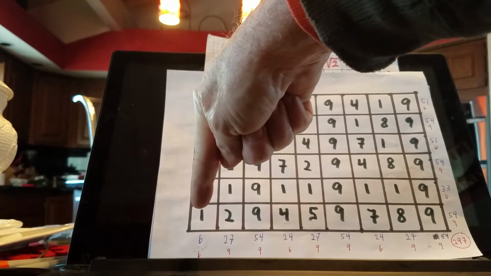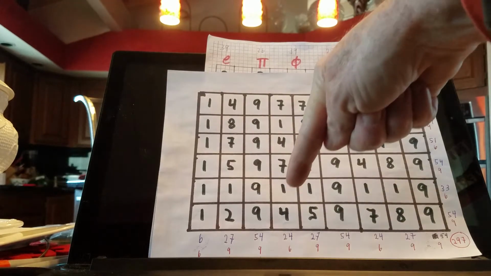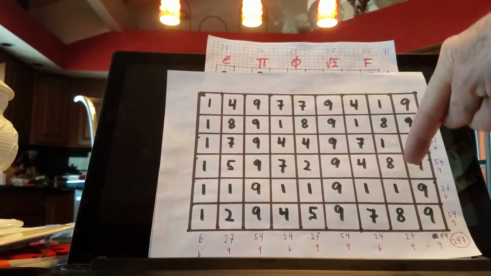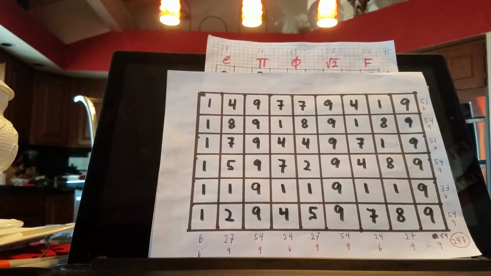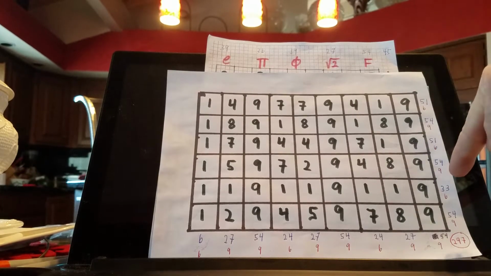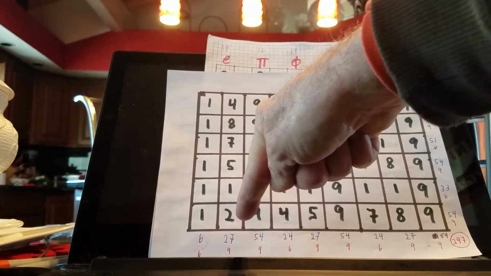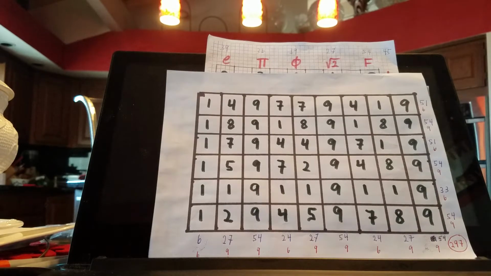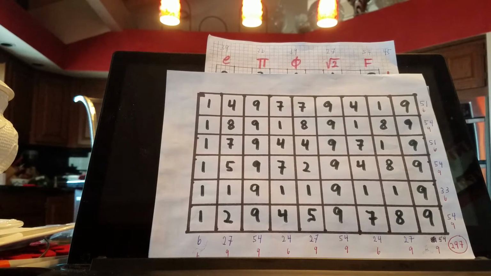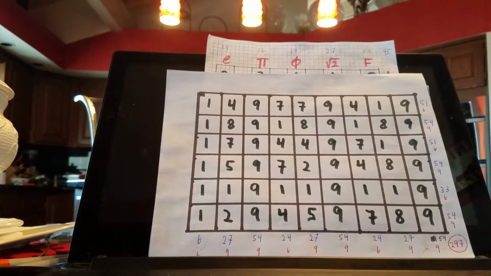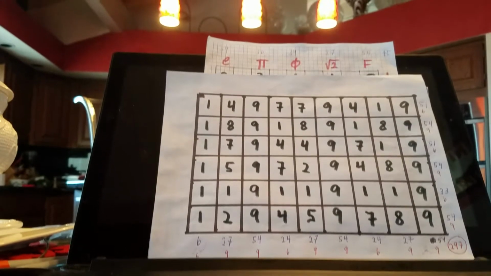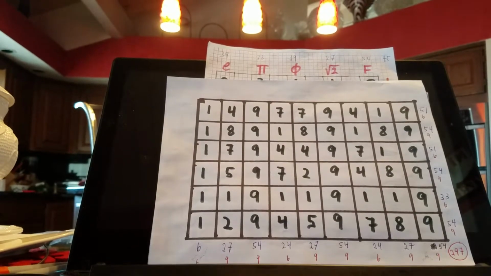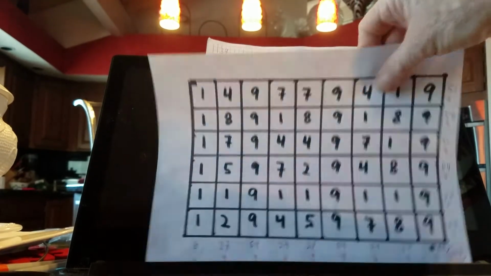On the bottom, we're going to get 6, 27, 54, 24, 27, 54, 24, 27, 54. As you can notice, they are 6 and 9 numbers because we have 696, 969, 699, 699, 699, which adds up to 297, and that's something that is going to be important to keep in mind as we proceed through this video.